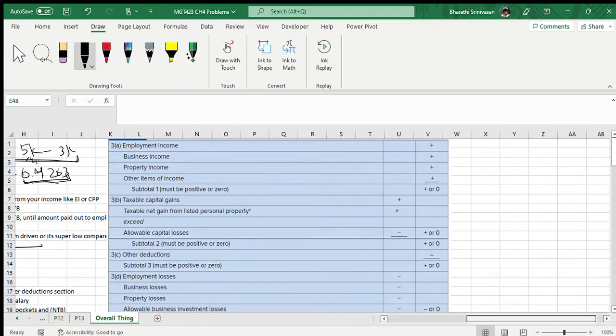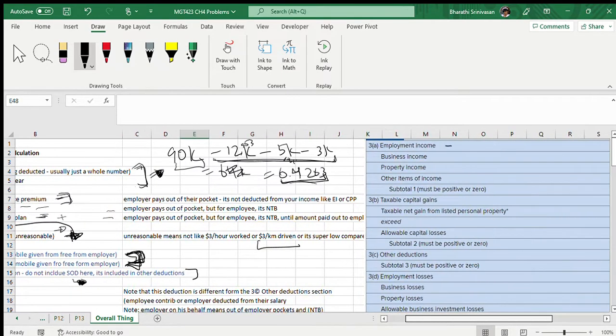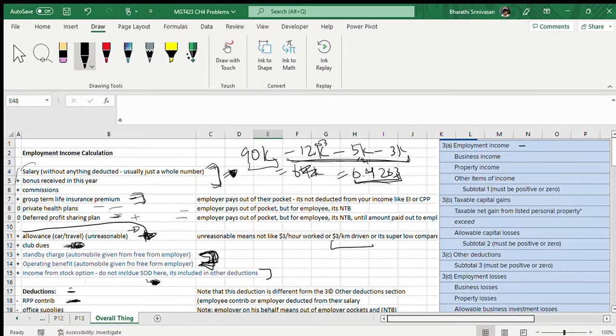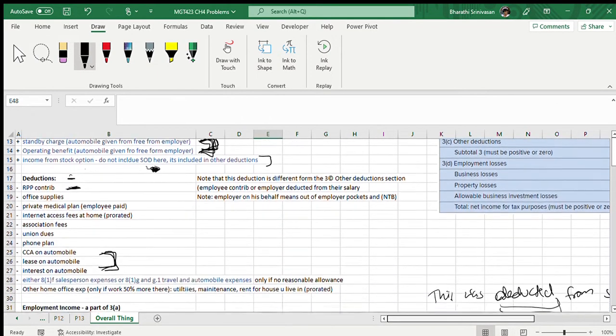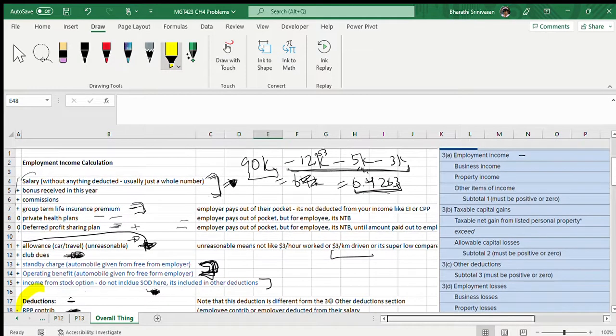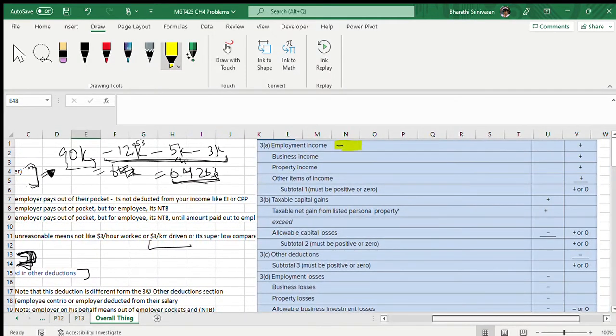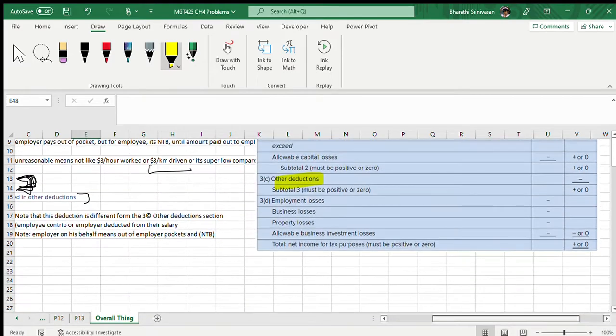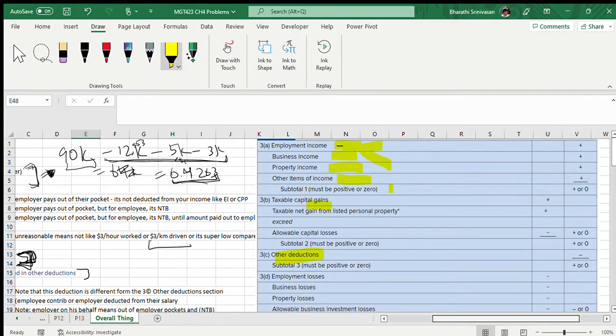So we're going to go over the aggregating formula. To start off, there's employment income, which is the one that we're working on calculating right now: the salary, allowance, deductions, everything. Remember, all these deductions subtract from your employment income. And then you also have business income, property income, other income, capital gains, and other deductions. This deductions is different from the deductions that go under this employment income. That's different, so that's just something else to keep in mind.